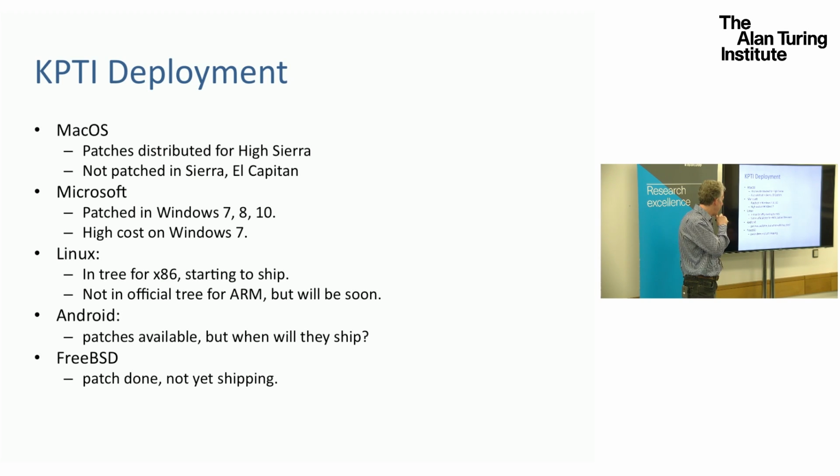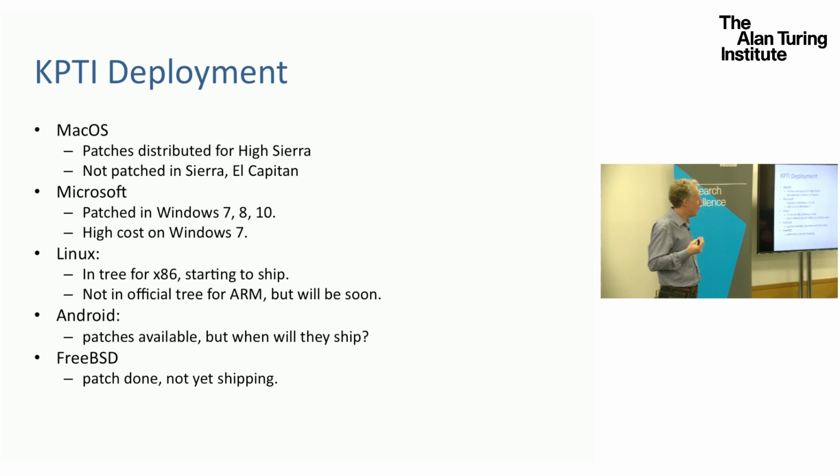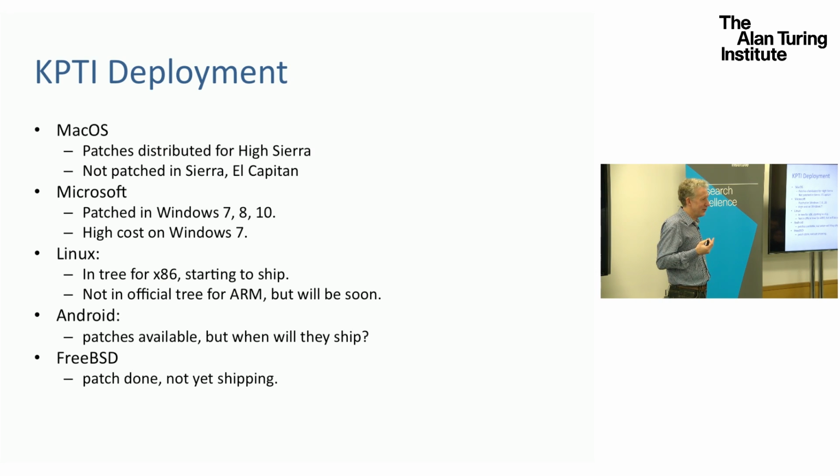In Linux, it's starting to ship now. It's shipping on x86. It's not in the official tree for ARM, but will be soon. There are Android patches available, but very few Android phones suffer from this particular vulnerability, so it's not a big deal there. Intel were very good at notifying Apple and Microsoft. They were reasonably good at notifying Linux, and they did not notify FreeBSD or OpenBSD or any of those people. So they got to know about this basically just coming into Christmas, which is exactly when you want to start rewriting your operating system. So FreeBSD has patches, OpenBSD doesn't yet. So that's the Meltdown one.